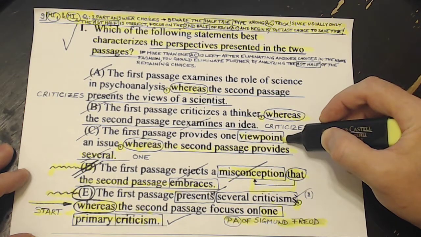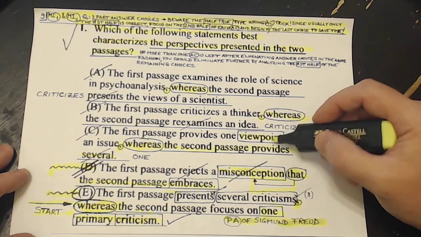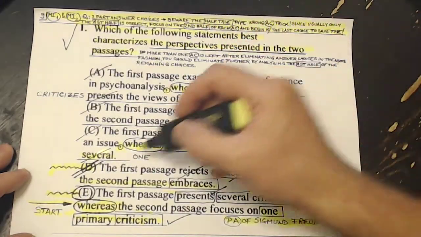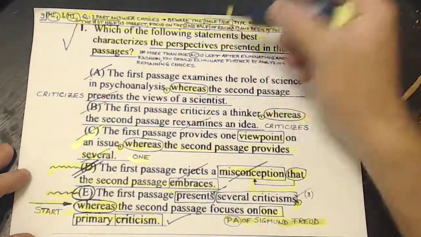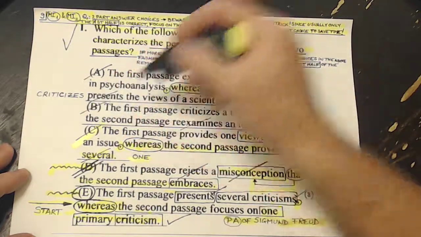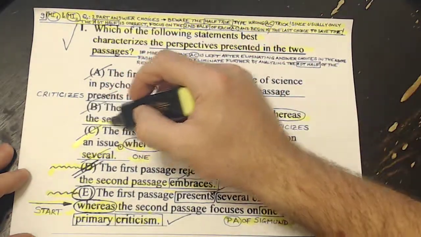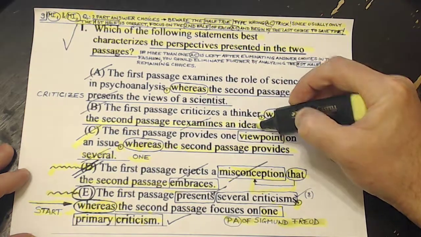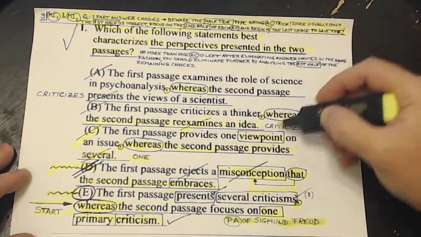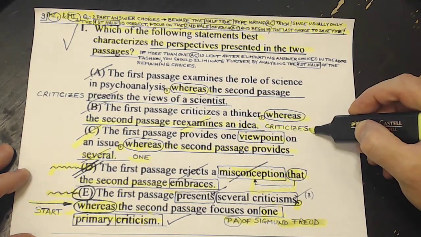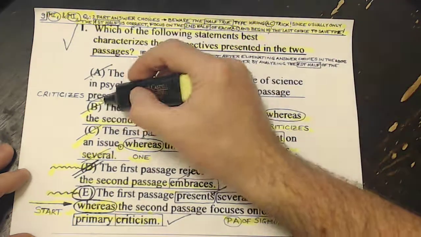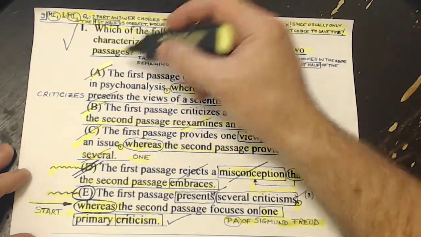So, well, actually, it's one firm statement. Psychoanalysis is unscientific, so it's not many viewpoints. It doesn't provide several, it's just one, okay? Therefore, it's out. Choice B, whereas the second passage re-examines an idea. Well, it doesn't re-examine, it criticizes, okay? So B is out. And what about choice A?